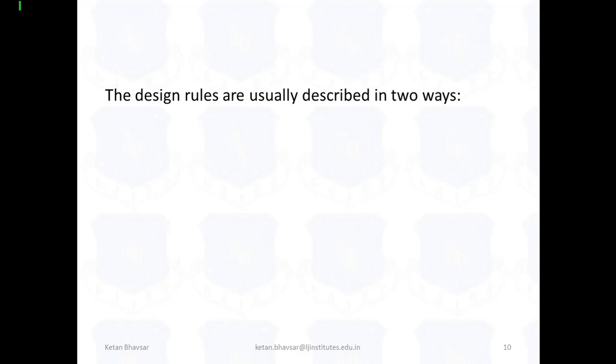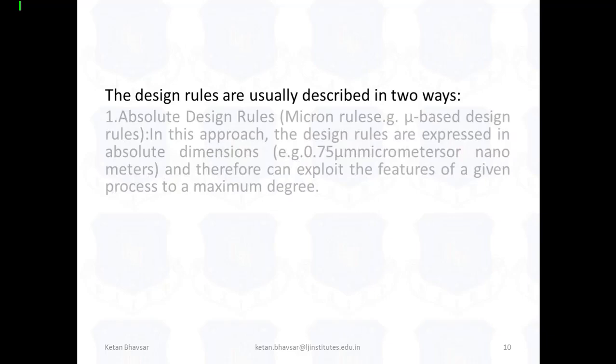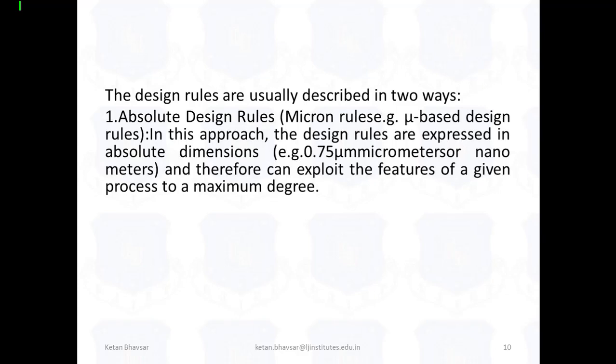The design rules are usually described in two ways. Absolute design rules, which are micron based design rules. In this approach, the design rules are expressed in absolute dimensions, for example 0.75 micrometers, nanometers, and therefore can exploit the features of the given process to the maximum degree.